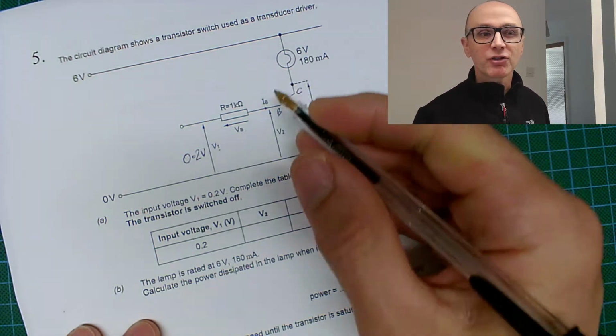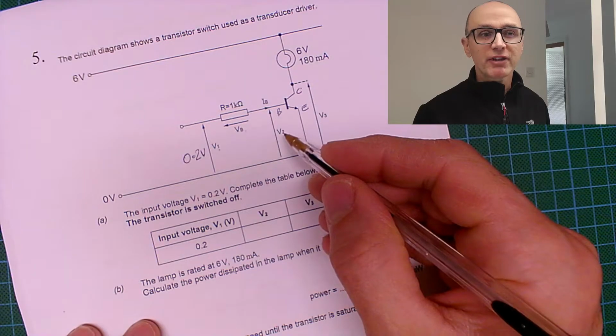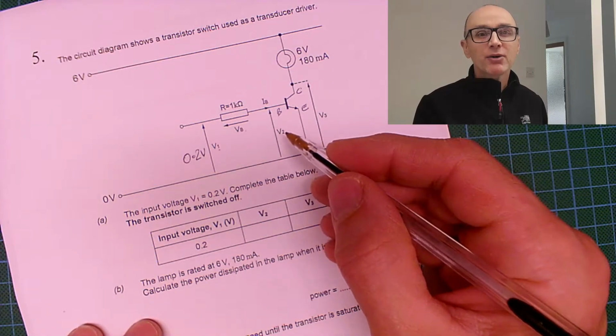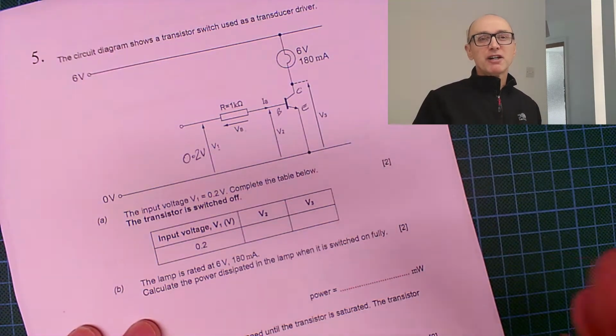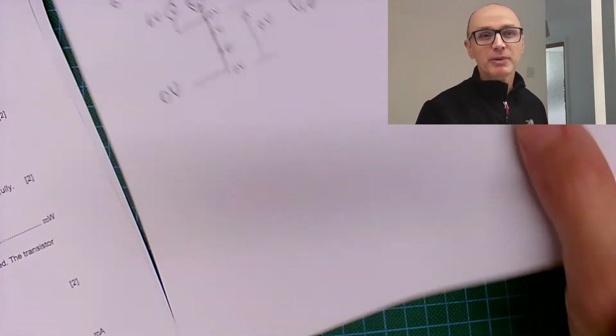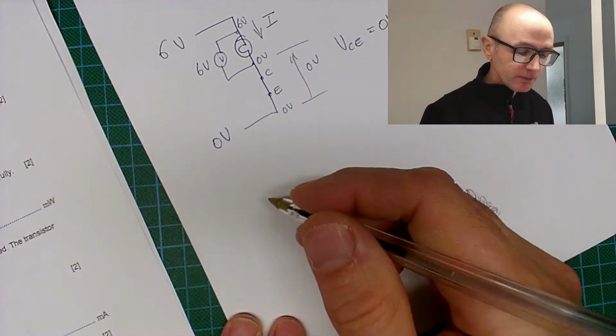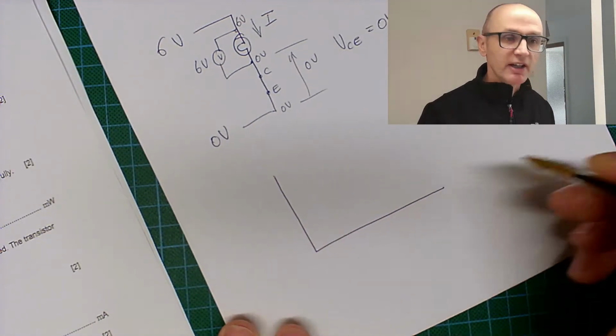we actually have to bias the base, so we have to have V2. We have to have V2 at about 0.7 volts. It's going to be very roughly 0.7 volts, but it's going to be something like that. So we normally just approximate, say, 0.7 volts. Let's now just consider that.